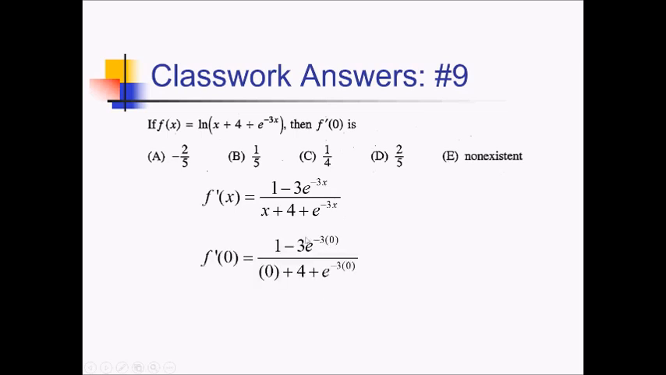So this is going to be e to the 0, which is just going to be 1. So this is really just 1 minus 3 in the numerator, so negative 2. Downstairs, we essentially have 4 plus 1. So we have negative 2 over 5, and that's going to end up being answer choice A.